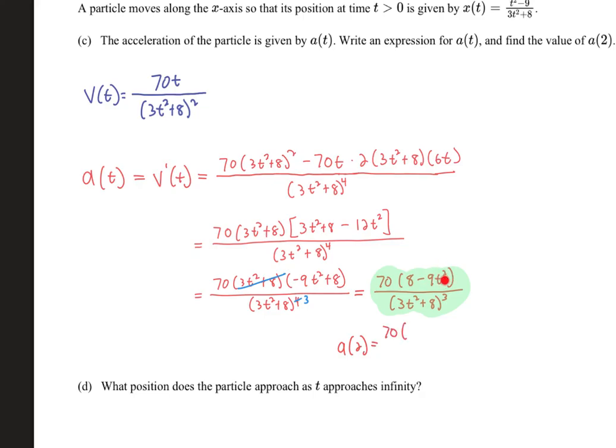If you plug in 2, t squared, 2 squared is 4, times 9 is 36. 8 minus 36 is negative 26. Wait, what am I talking about? Negative 28. All over, and then if you plug in 2 into the bottom, you get 12 plus 8, which is 20. And that'll be 20 cubed, which is really 8,000.